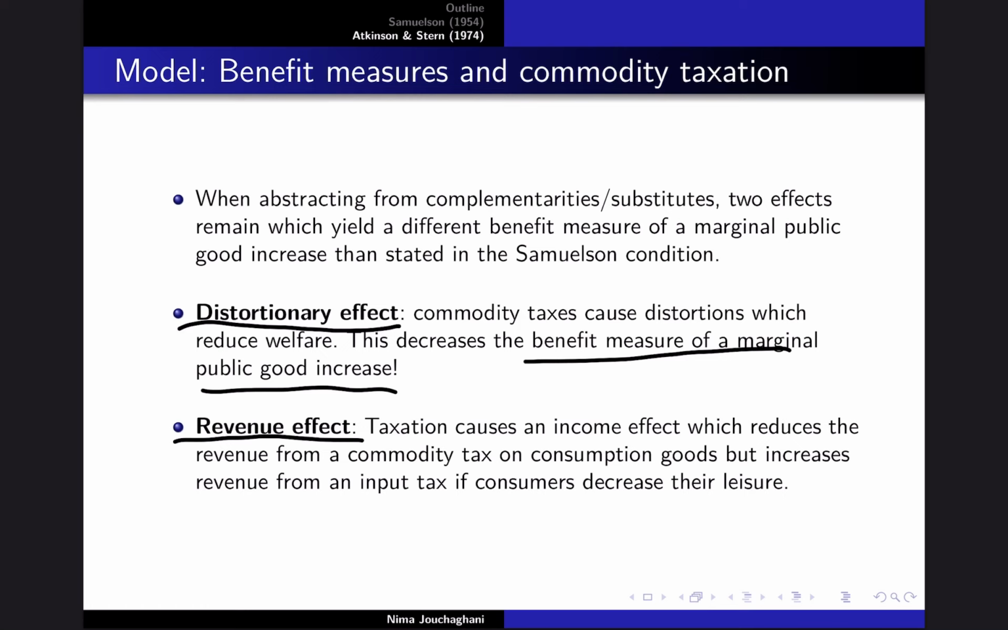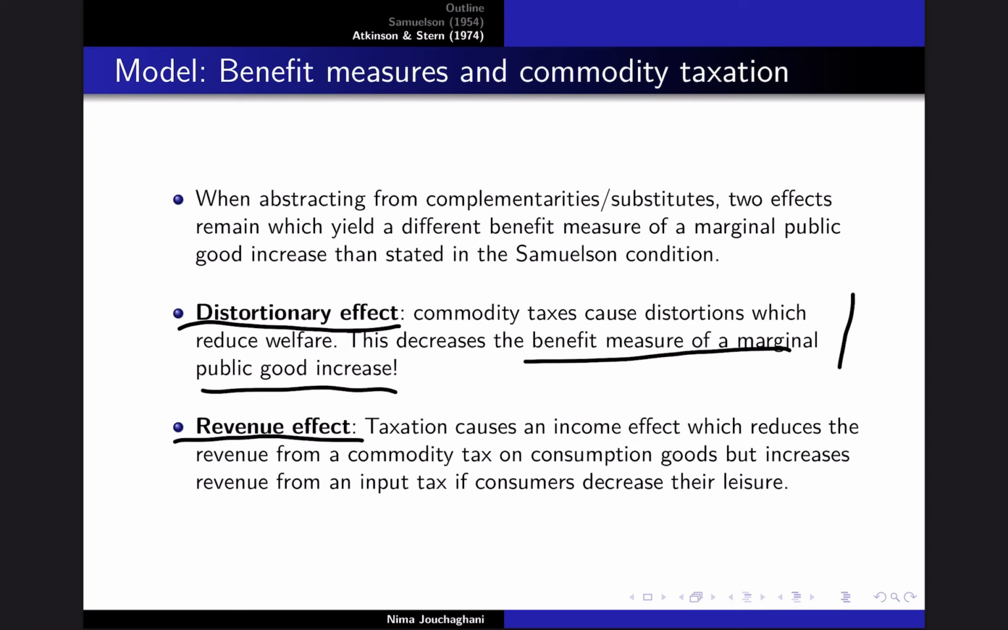Keep in mind the distortion effect here, this is always strictly negative, so it decreases the benefit measure of a marginal public good increase. The revenue effect, on the other hand, can be positive and it can be negative. And the idea of the revenue effect is the following.